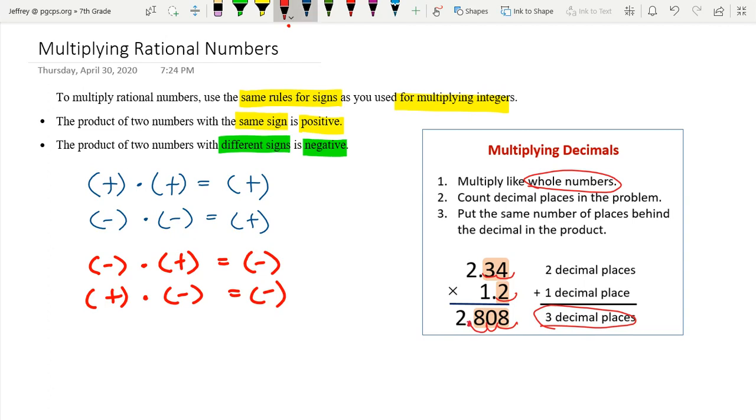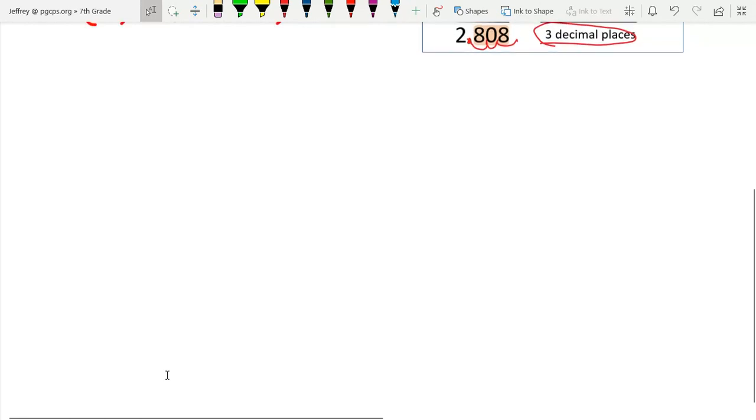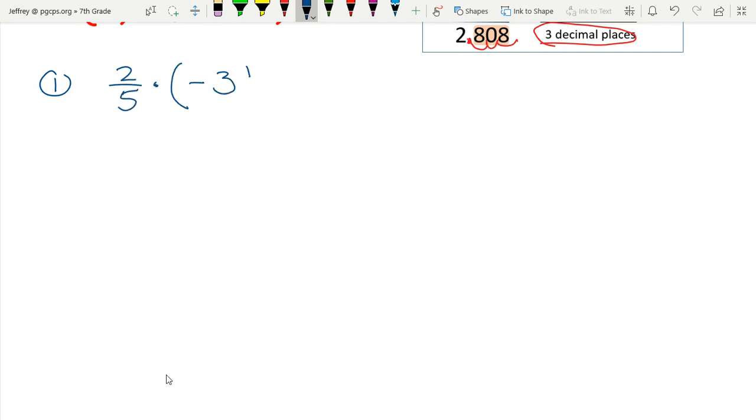Okay, so let's start. For our first problem, let's start with something easy. We have 2/5 times a negative 3 1/3. Now remember, when you have a mixed number, it's easier when you change the mixed number into an improper fraction. So we have 2/5 times 3 times 3 is 9, 9 plus 1 is 10. So it's a negative 10 over 3.